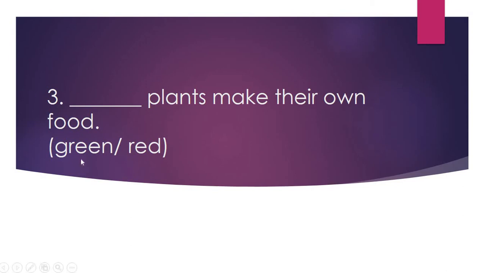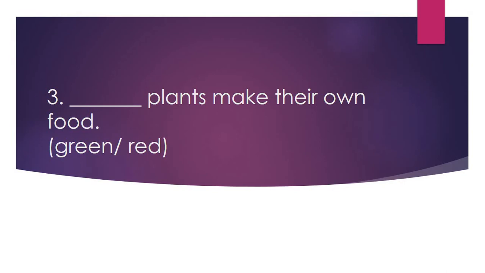Options are there in the bracket: green or red. Here I have only given you 2 options. Again, if you have understood the chapter properly, you can write the correct answers. Dash plants make their own food. You can see the options clearly in the bracket: green or red. I hope that you have chosen your answer and written it down in your books. Answer 3. So this much time is enough, I suppose.